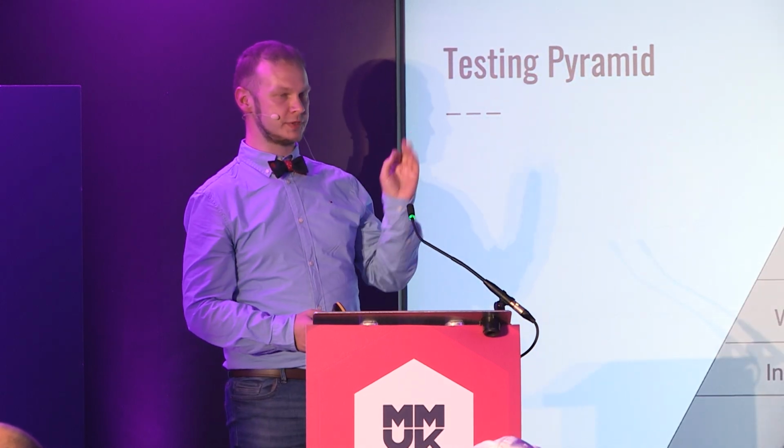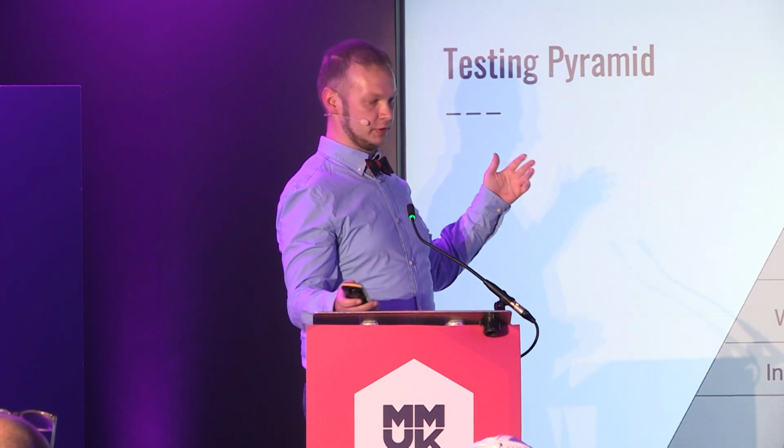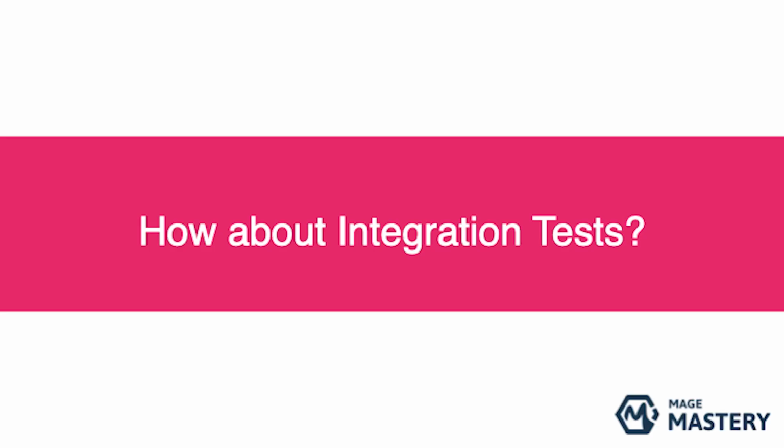So in terms of the testing pyramid, if we think about test-driven development, from the very bottom to the top, we have to think about adding a unit test, and if a unit test doesn't work, we can go to an integration test, and so on. So how about integration tests?